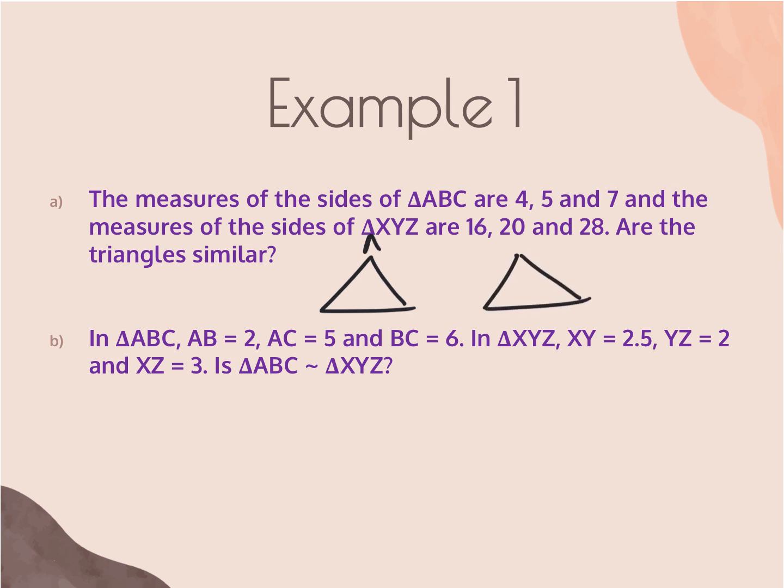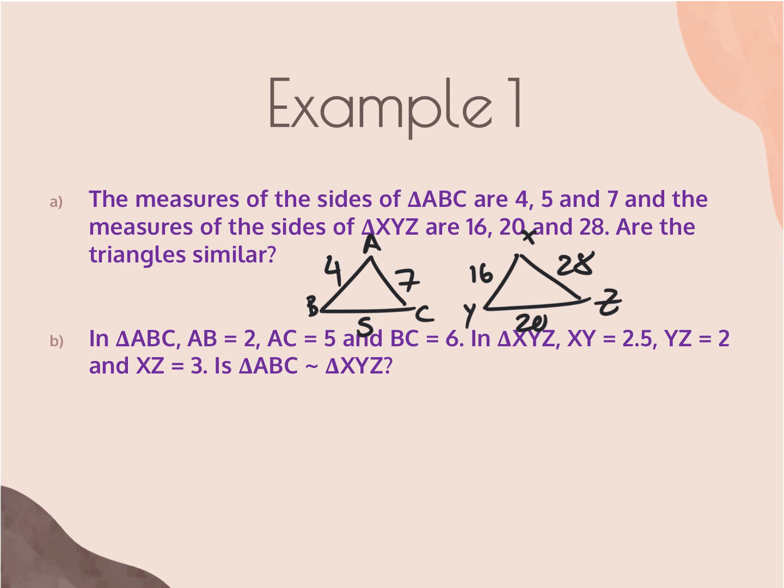So we have A, B, C, and X, Y, Z, and the sides are going to be 4, 5, 7, and 16, 20, and 28. Are these triangles similar? In this case, they don't give us any angles, so the only way you can really solve this is to solve for the sides, using the side-side-side similarity theorem.